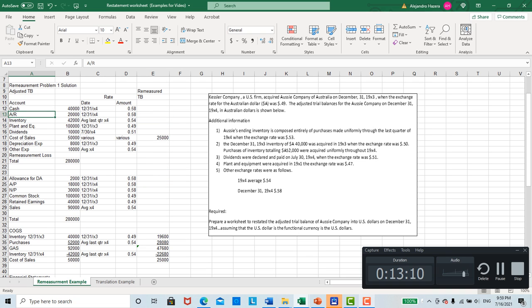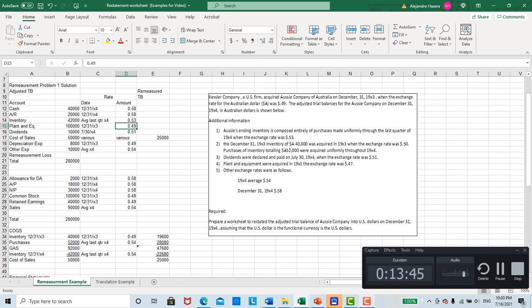Notice that for these monetary items, we use the 58 cents. There are three monetary items there. For inventory, which is non-monetary, we actually use all historical rates in this calculation down here. For inventory, use the historic rate. Average of last year was 54 cents, and the last quarter of X4, it was 53 cents.